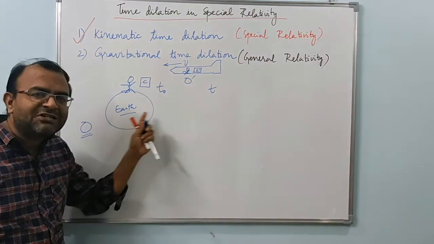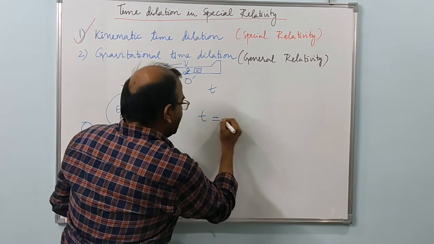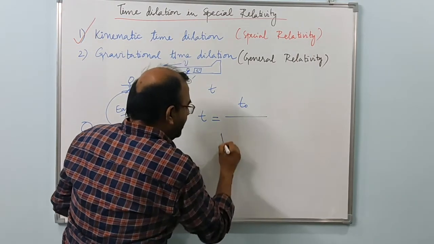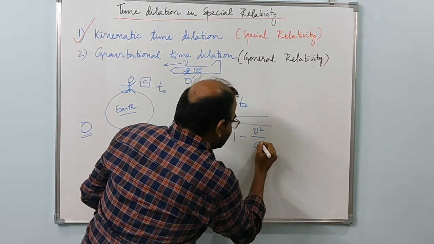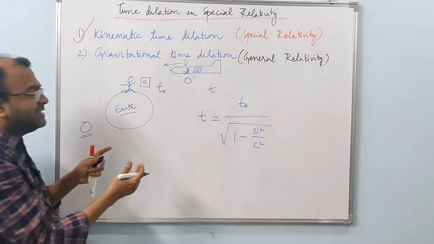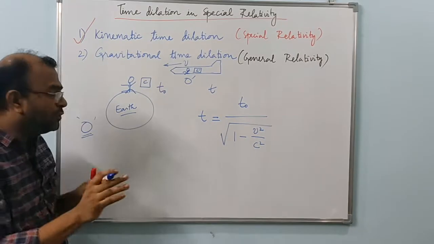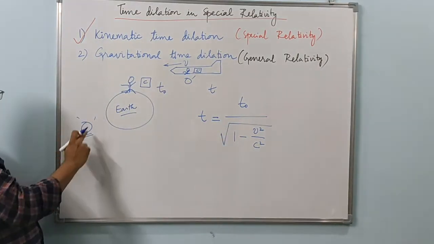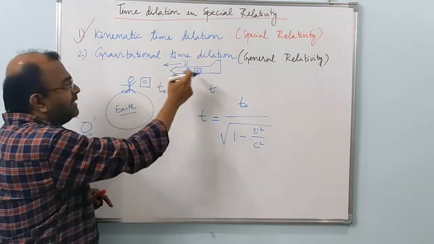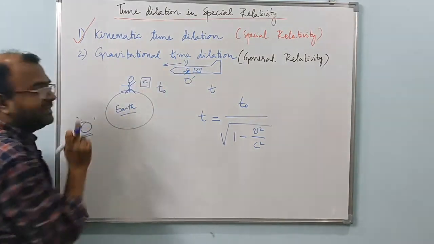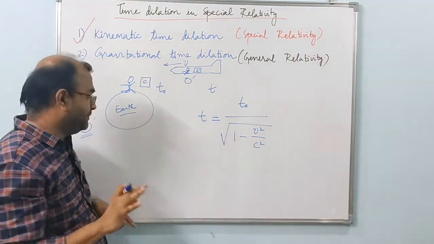Now what is the expression that connects these two time durations? T is equal to T naught divided by the square root of 1 minus v squared by c squared. Such a simple looking expression connects these two time durations measured by this observer O. Please remember, both the times are measured by this observer O, who is at rest on the earth, and with respect to him this observer is moving with a velocity v. So both times are measured by the same observer. This is very important to note.